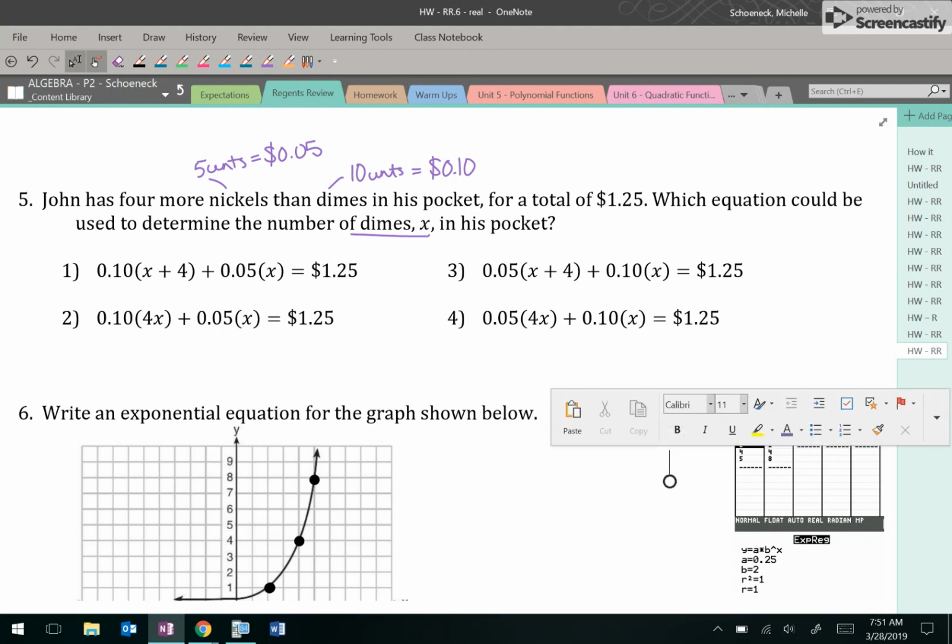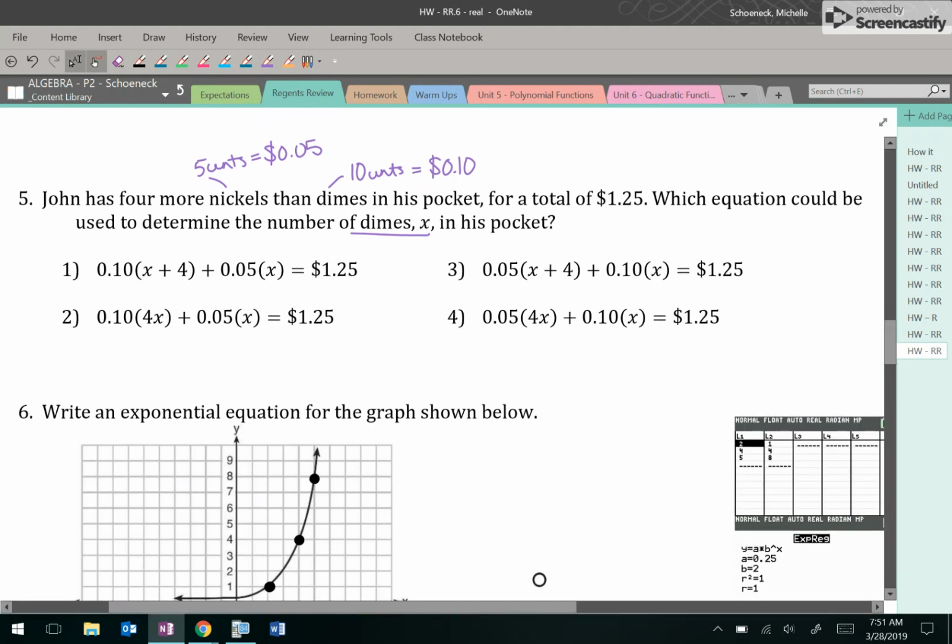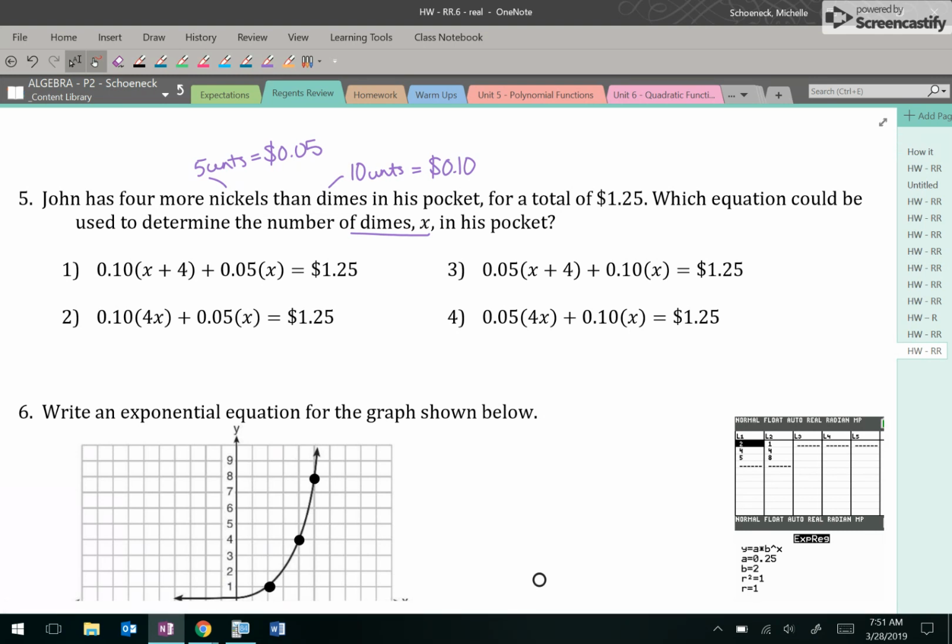Number 5, John has 4 more nickels than dimes in his pocket for a total of $1.25. Which equation could be used to determine the number of dimes in his pocket? Well, here we have to remember that a nickel is 5 cents or 0.05, and dimes are 10 cents or 0.10. Now we need to make the connection that dimes are x. So if I have 7 dimes, to find out how much money I would have, I multiply 7 times 0.10, and I would get 70 cents. So we're looking for when x is being multiplied by 10. So not 1 and 2.